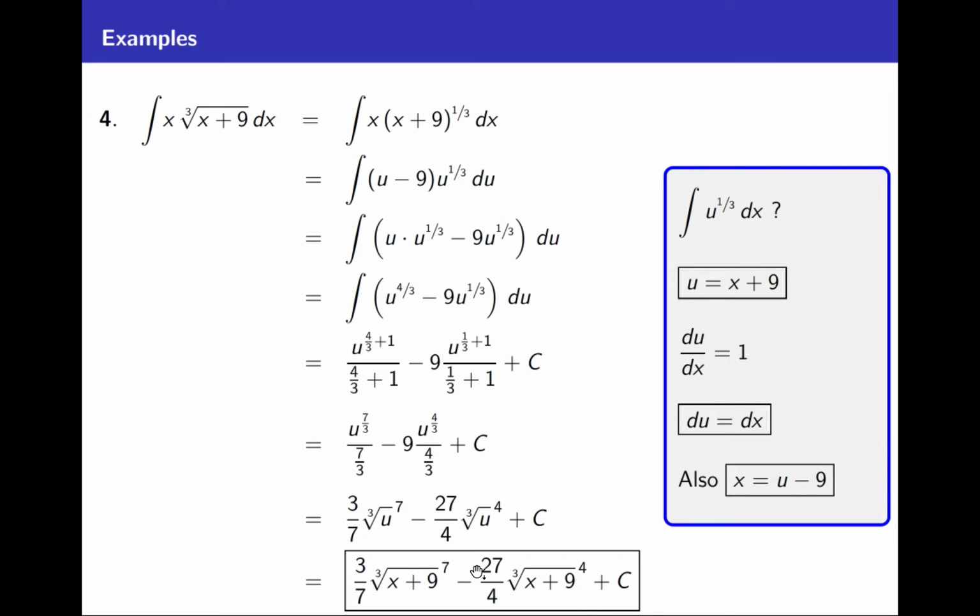minus 27 over 4 cube root of x plus 9 to the power of 4 plus c. Now, we're not going to do it here, but you could check this by differentiating this. And you will, once you collect all like terms and so on, get your integrand that appears here.